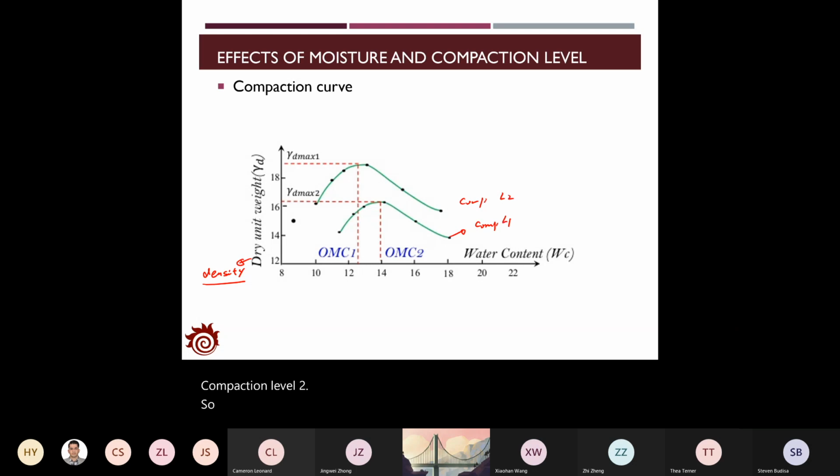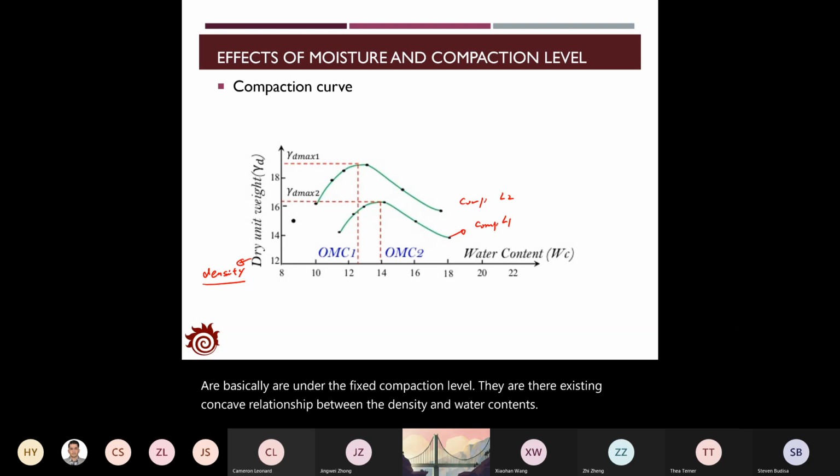So basically, under the fixed compaction level, there exists a concave relationship between the density and the water contents. Do you have any ideas why we have this kind of concave relationship? Can you imagine why we can have this relationship? Okay, maybe I can give you a very simple explanation about it.